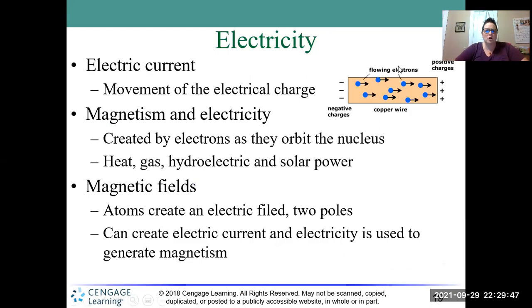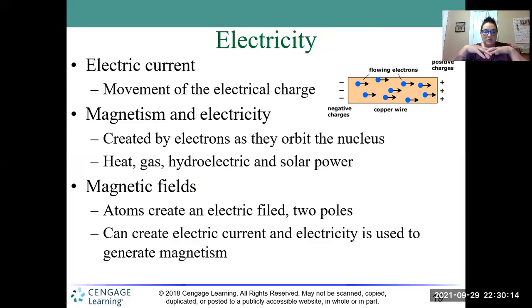And so that electrical current, as you can see here, is going to go from a negative to a positive, in this case through a copper wire. That current is the movement of the electrical charge. And then of course there's the magnetism and electricity as well. These are created by those electrons that are orbiting the nucleus that I showed you the picture of. And we look at these with heat, with gas, solar and hydroelectric both.